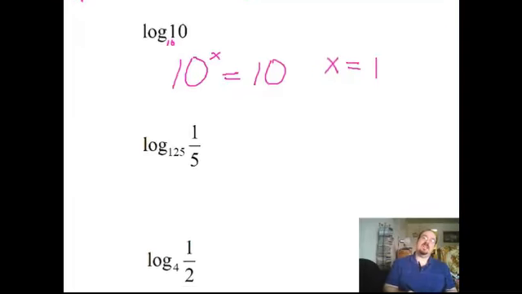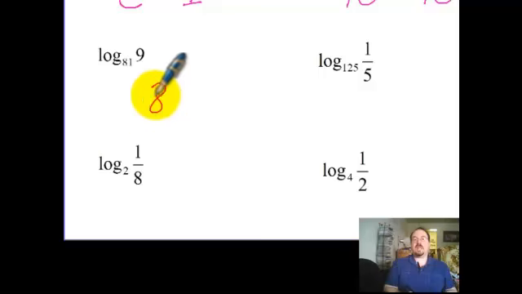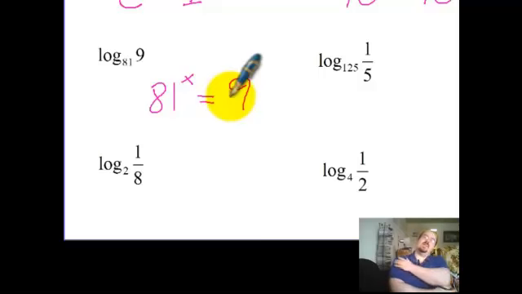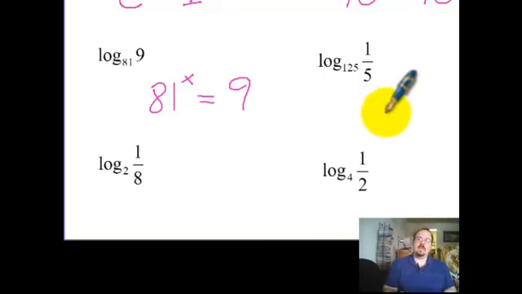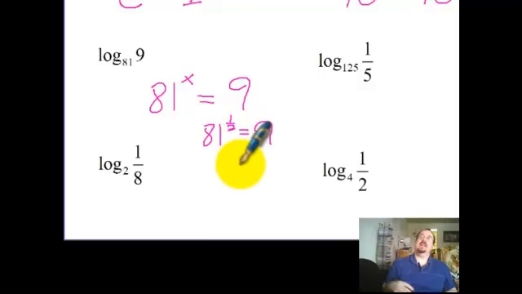Okay, log base 81 of 9. So this time 81 is my base. I'm raising it to some power. That's what I'm looking for. That's my logarithm. And my target will be a 9. Now, to change an 81 into a 9, I think I have to square root that. And the exponent that can square root for us is 1/2. 81 to the 1/2 is 9. If you forgot that, let me just remind you, if you have fractional exponents, 1/2 is a square root. So raising something to the 1/3 will cube root it, and so on.